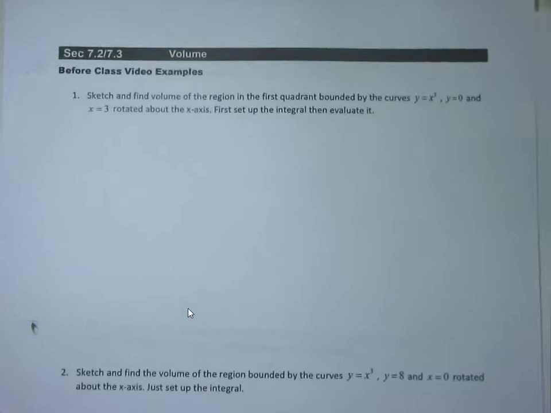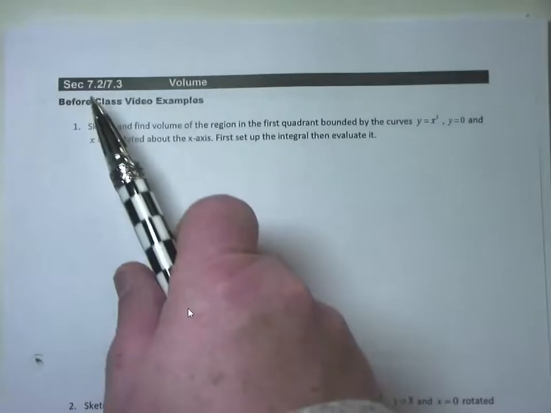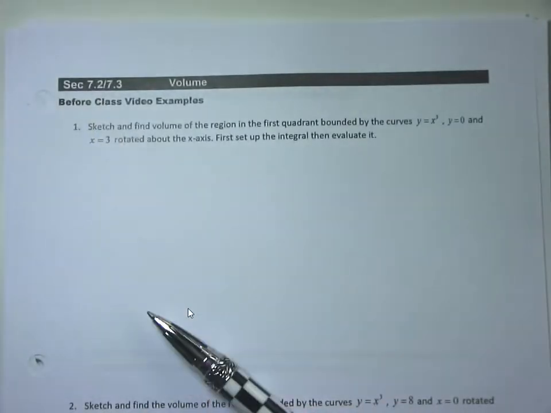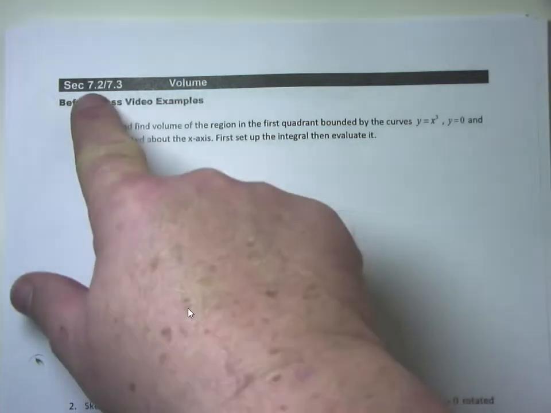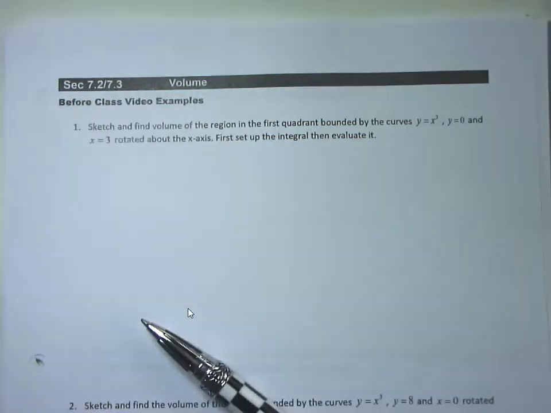The other thing I want to focus on before we get started is this. If you look at your notes, you'll notice that I put 7.2/7.3. 7.2 is called the disk/washer method of volume of rotation. 7.3 is called the method of cylindrical shells of volume of rotation. 7.2 is disk washer, 7.3 is the cylindrical shell method. But it's all dealing with the same concept of volume of rotation.